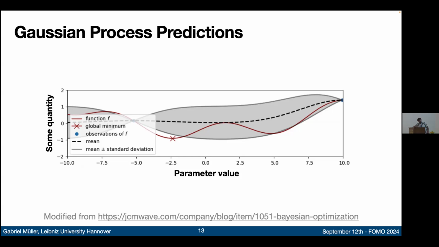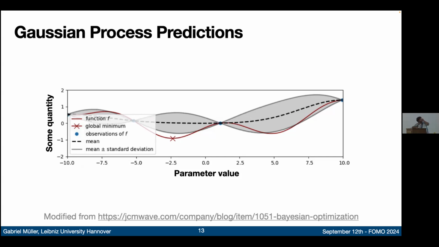But now what you do is you sample this a bit. In the beginning, it's not super interesting where you sample, but then at some point, in the next step, we will use this Gaussian process. And using this Gaussian process, we do a global optimization. And we do this by looking at two effects.